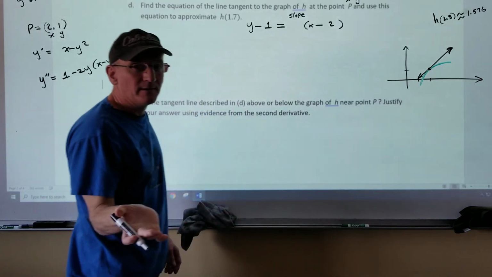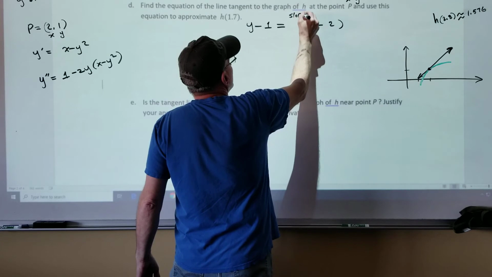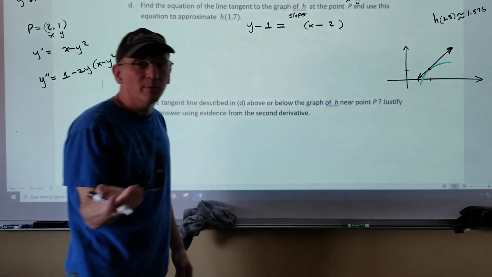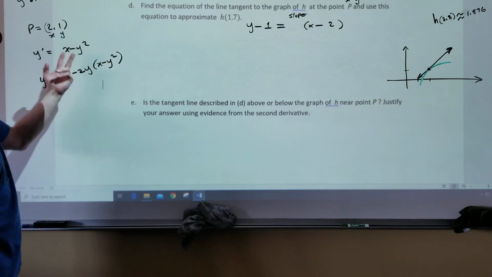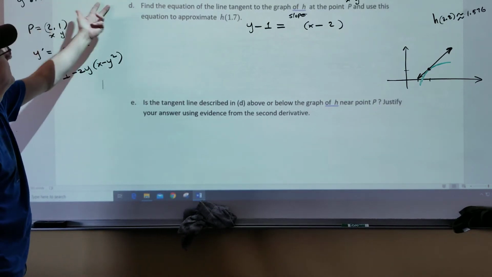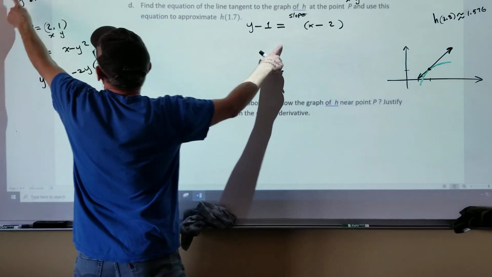And you really ought to justify that somewhere on your paper. Slope in calculus almost always is computed by using the first derivative. And we had a formula for that, and we did that calculation back here. So somewhere on your paper you need to justify this number with a little setup like this.